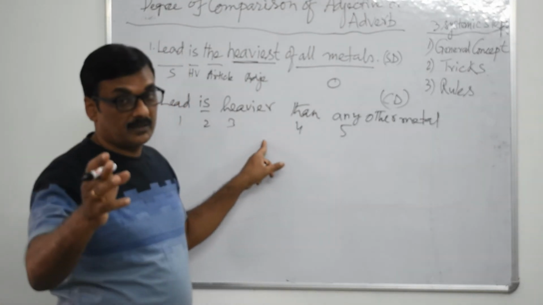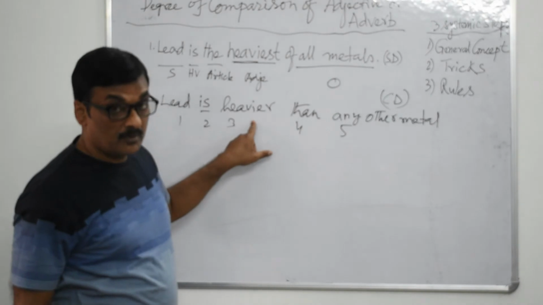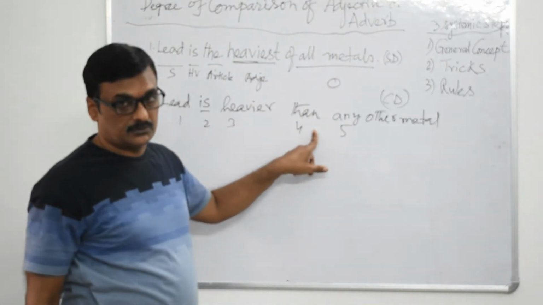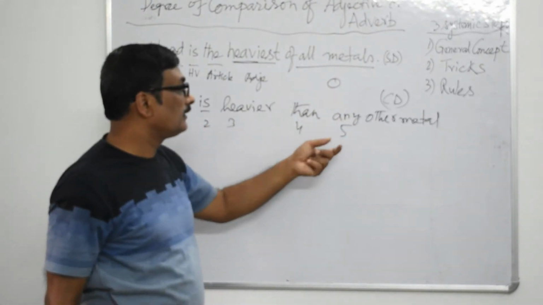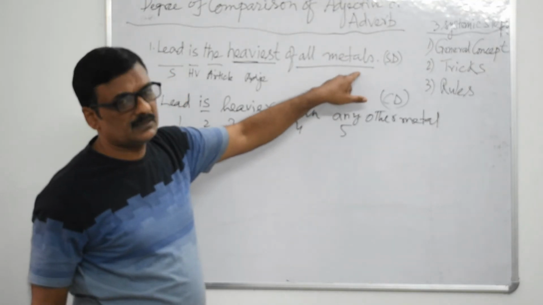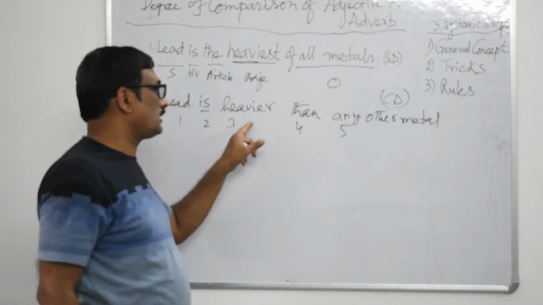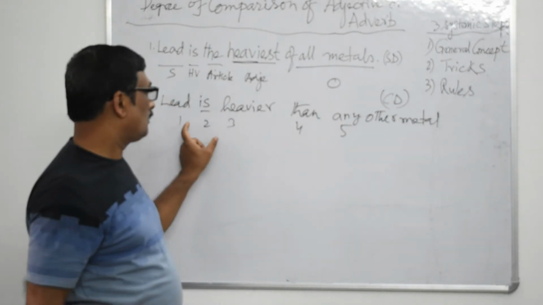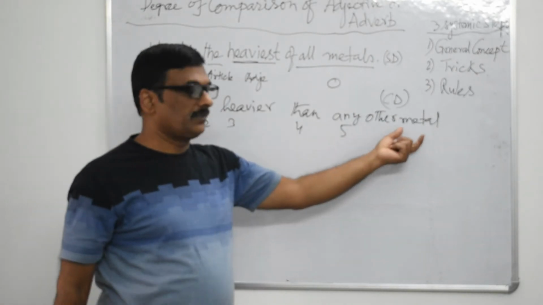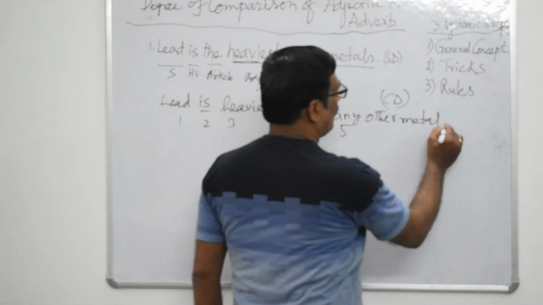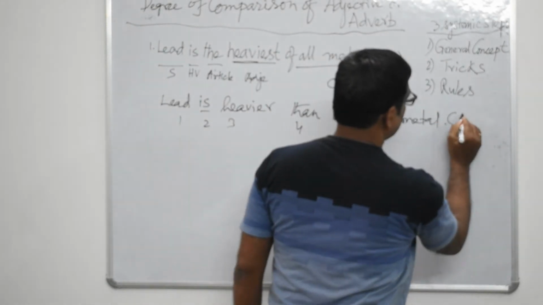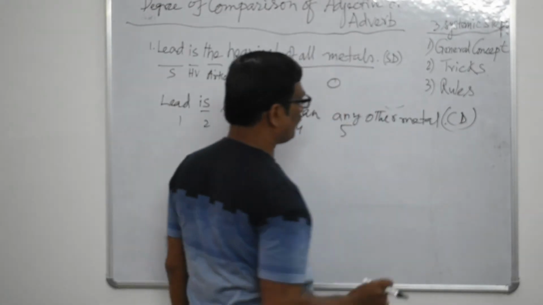Then in every comparative degree, than is used after the comparative form of adjective. So lead is heavier than. Then whatever is used as object in superlative degree will come down with little change according to the structure or meaning of the comparative degree. That is any other metal. It is the comparative degree.